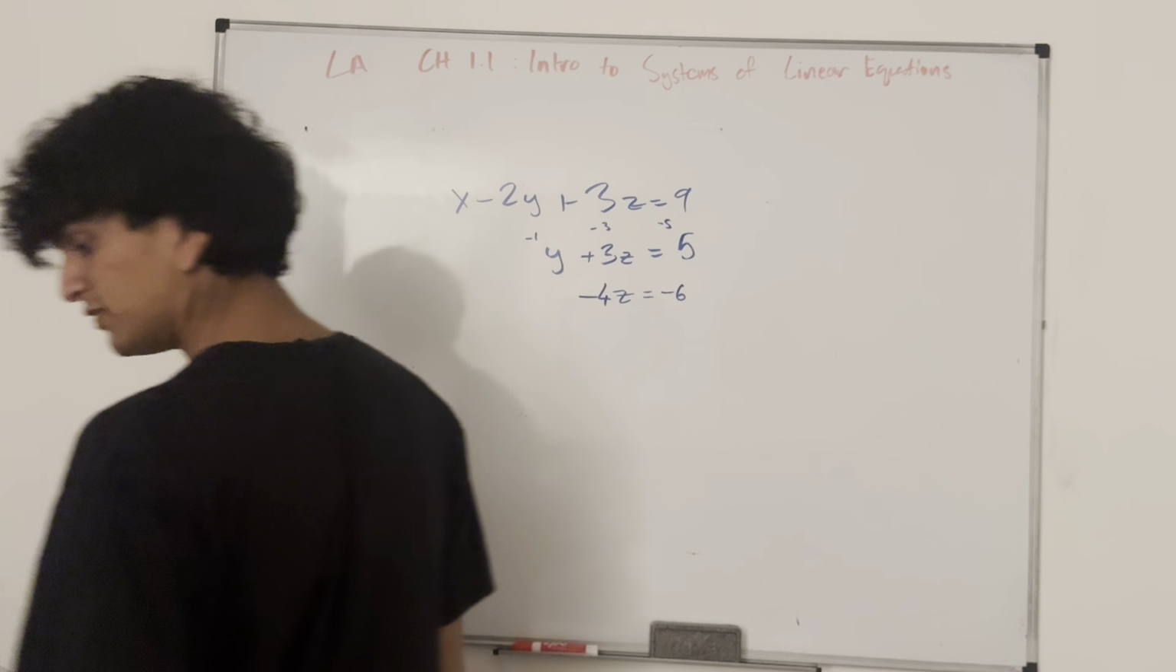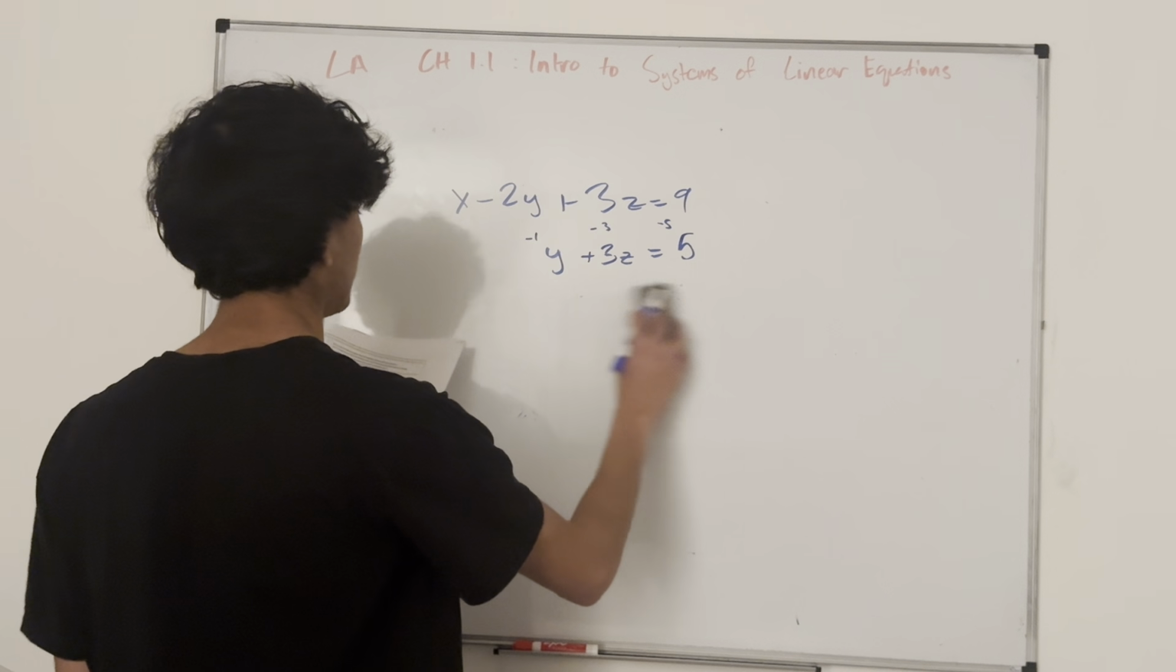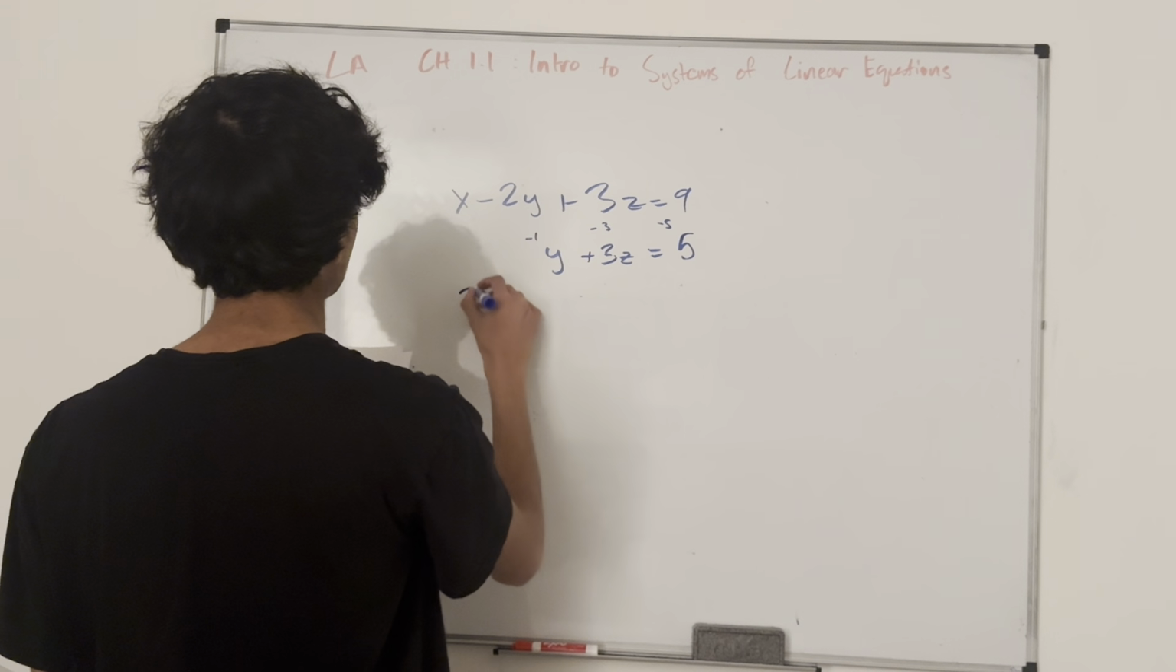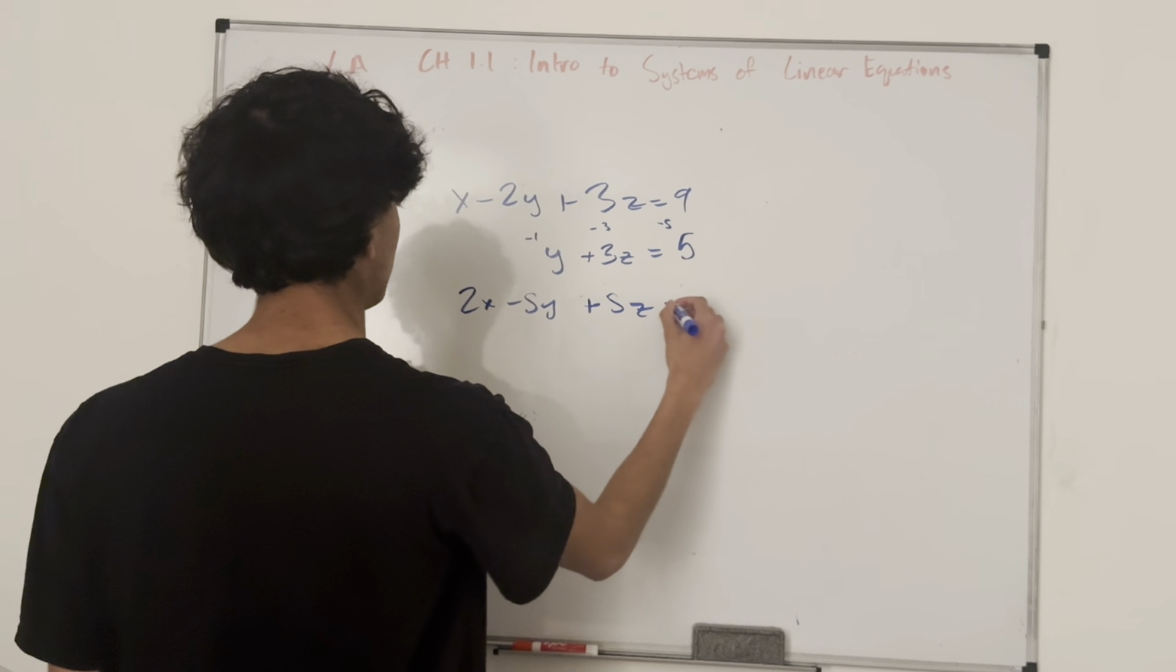Oh, that sounded annoying. Let's see where I messed up. I must have messed up somewhere. I think if you go back to 2x minus 5y plus 5z equals 17.